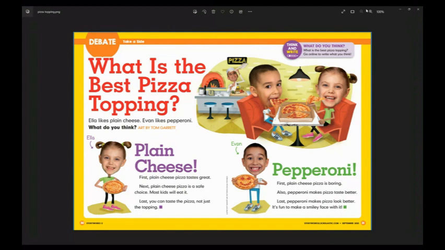And then I also will ask them a little bit about the text features, maybe why the title is posed as a question, maybe why the author included some of the other text features. For example, if you look at the picture of the pizza, half is cheese, half is pepperoni. What does that tell us? And why do we think the author included that? That will go into my author's purpose and craft TEKS as well.